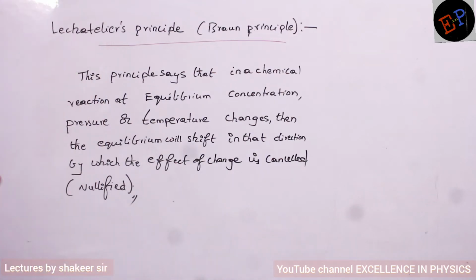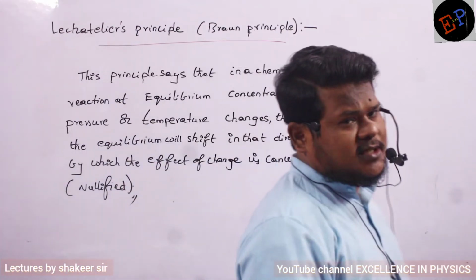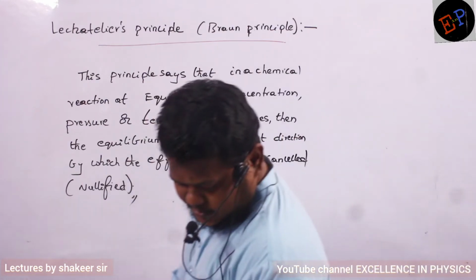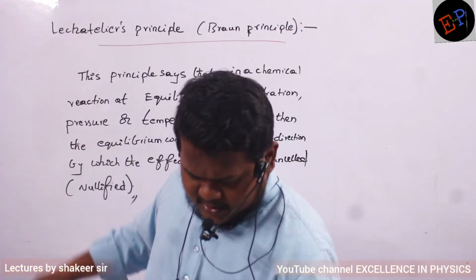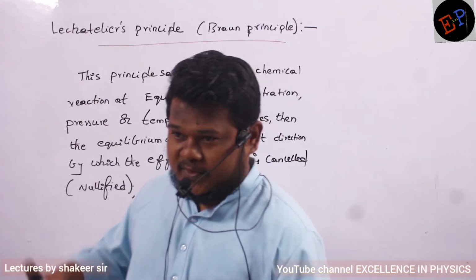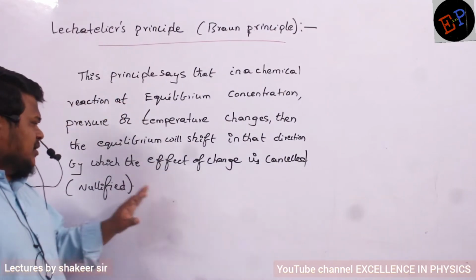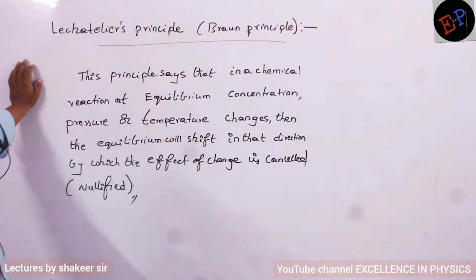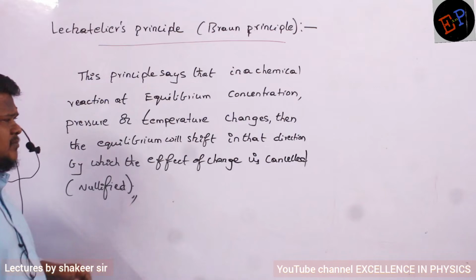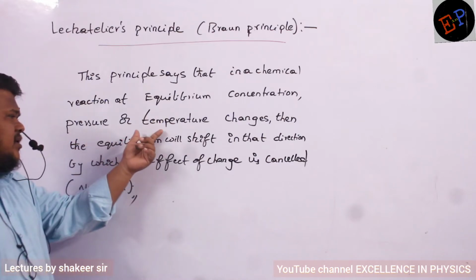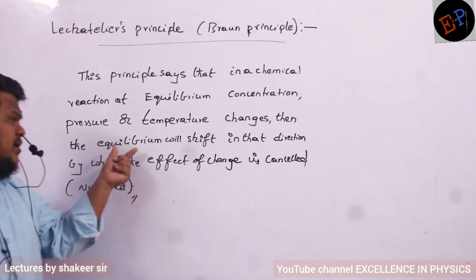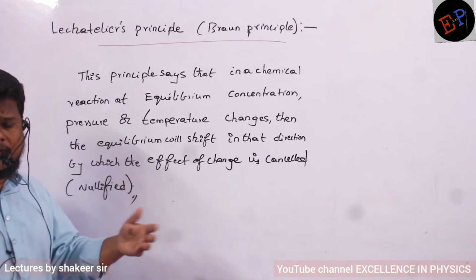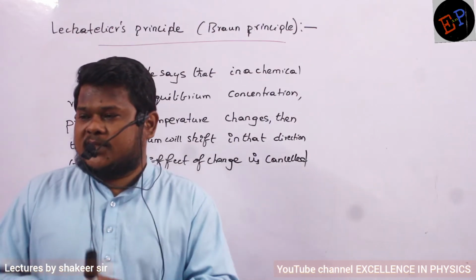Okay. So see, my next concept which we are discussing is Le Chatelier's principle, also called Brown principle. So this is a very interesting discussion. Once you understand this one, solving problems also will be very easy. I will explain the concept of this one, then I will give you some problems. You have to do the problems. So what is this principle saying? In a chemical reaction at equilibrium, if concentration, pressure or temperature change, then equilibrium will shift in that direction such that this effect is cancelled or nullified. This is called Le Chatelier's principle.